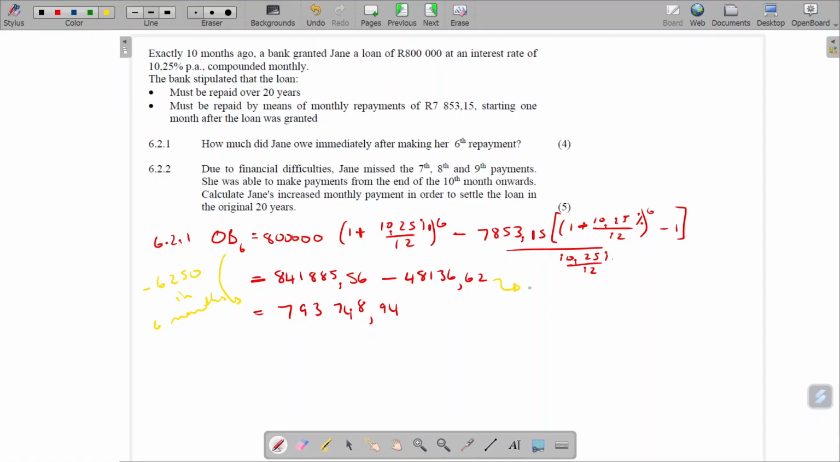Okay, so that's quite frightening. Therefore, roughly the other 42,000 rand has paid off interest, and that is quite significant. Okay, so now in 6.2.1 we need to think what happens. Again, it's worth 5 marks, so it's definitely worth taking the time to think about it.